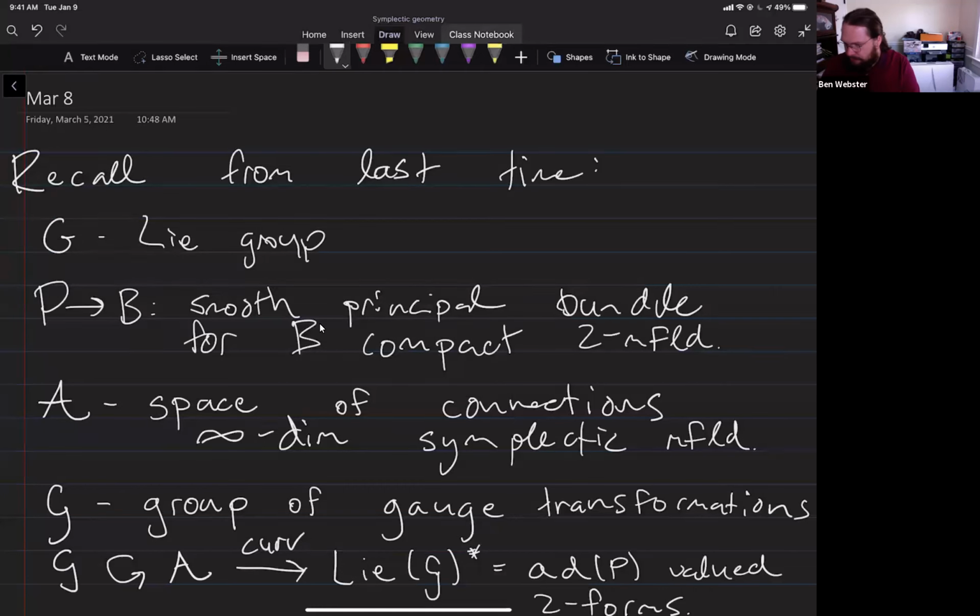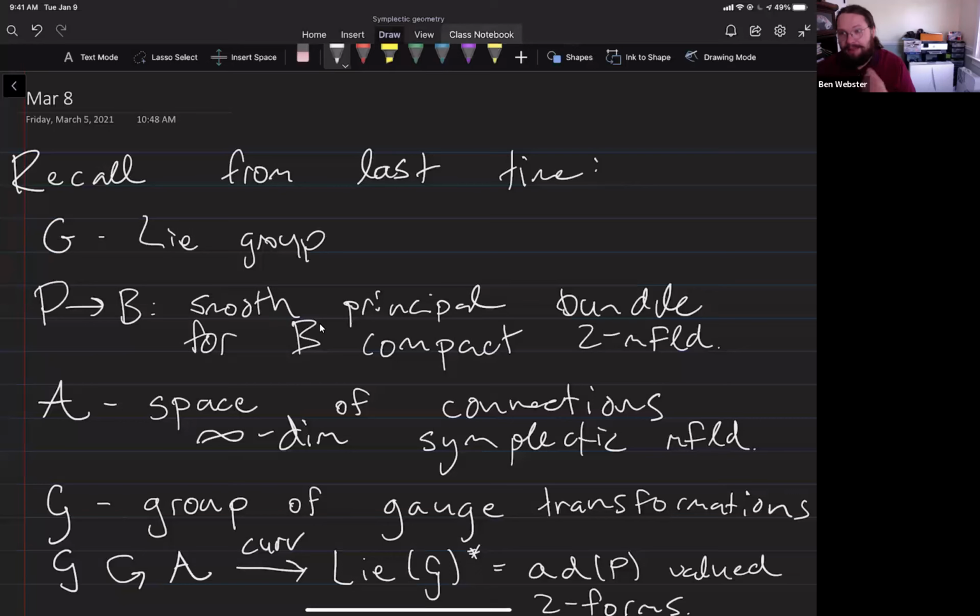So on this principal bundle, I'm using the general language of principal bundles here, but this is actually interesting even for trivial principal bundles. So don't think, oh, I don't know any interesting principal bundles, this must be boring. This is still interesting to do on a trivial principal bundle. You have a space of connections.